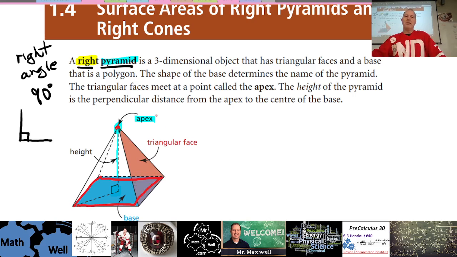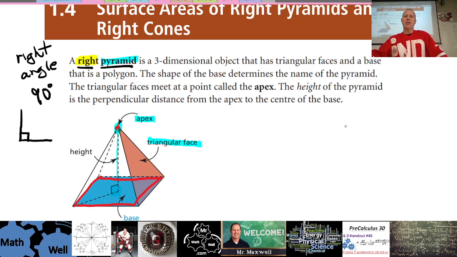Now in a pyramid, they all have triangular faces. So the 4 faces on this pyramid are all triangles. And no matter what shape the base is, except for a circle, which we'll talk about later, if you have a rectangle or another triangle or an octagon or a pentagon, whatever the base is, you're always going to have triangular sides. Okay?